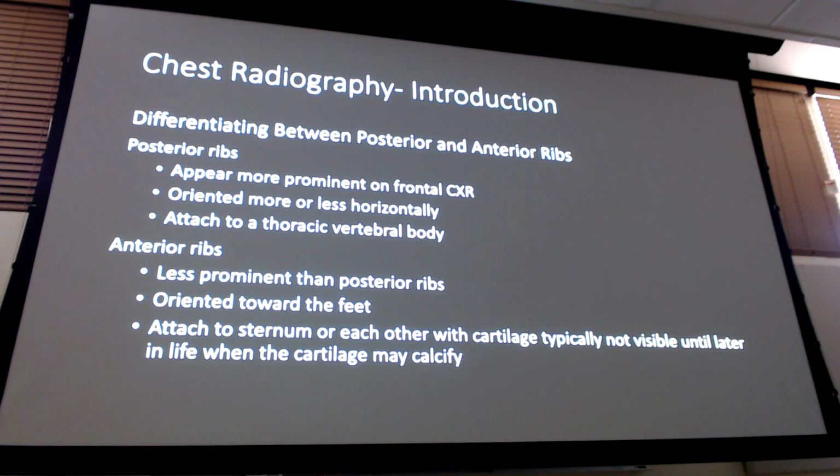Other things to help you out. The posterior ribs do appear more prominent on the frontal PA chest x-ray, frontal versus side view or lateral.